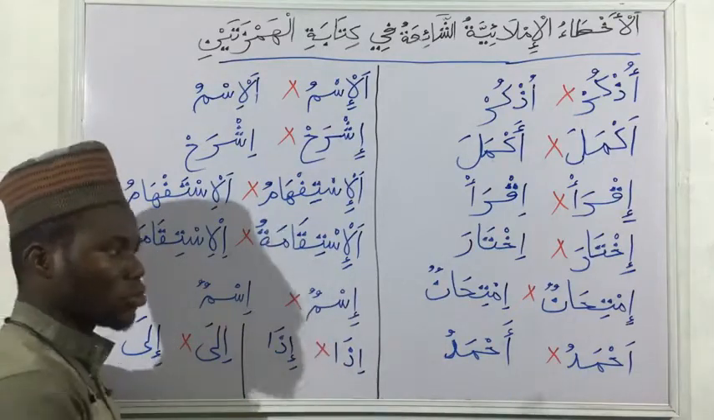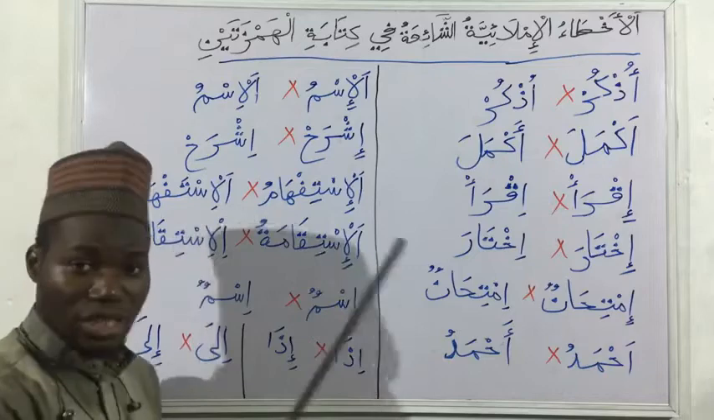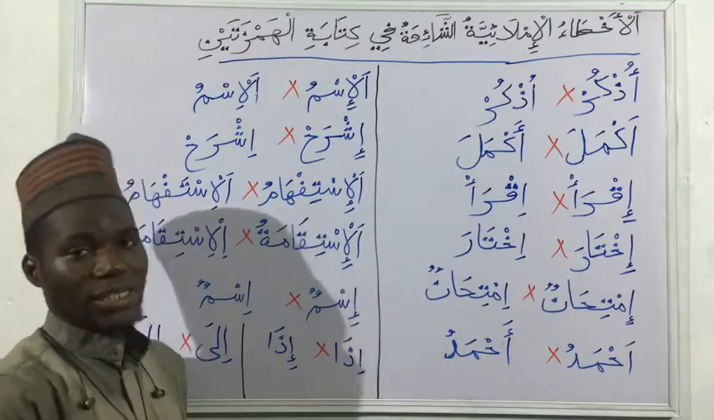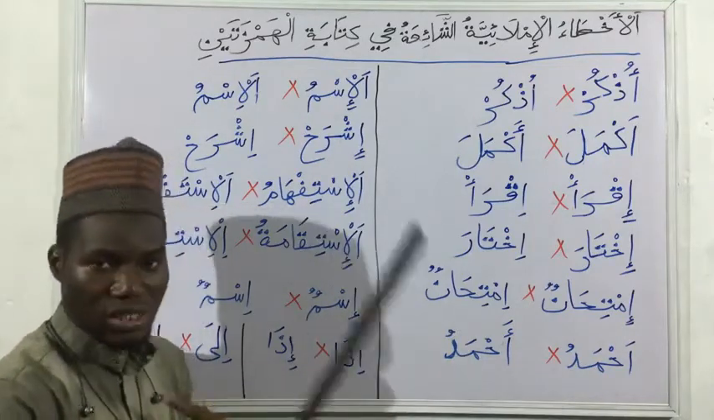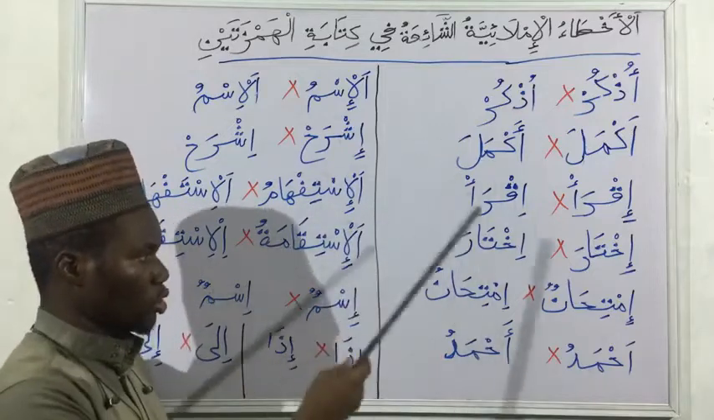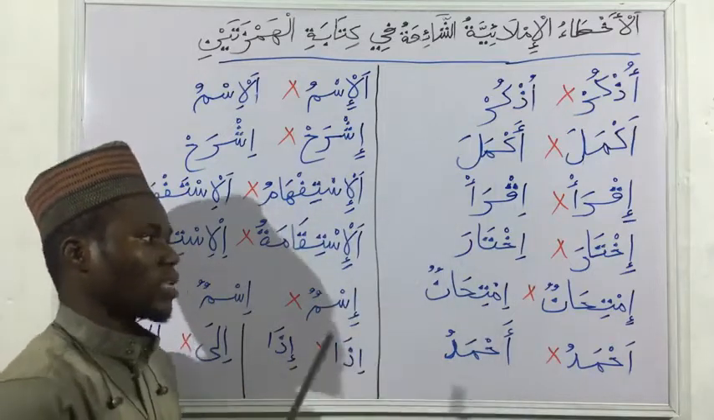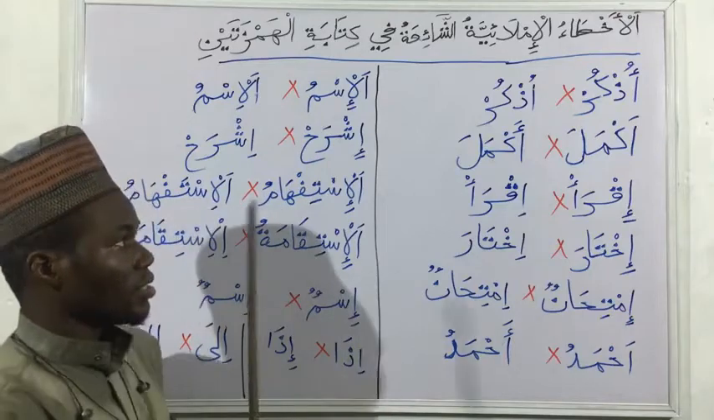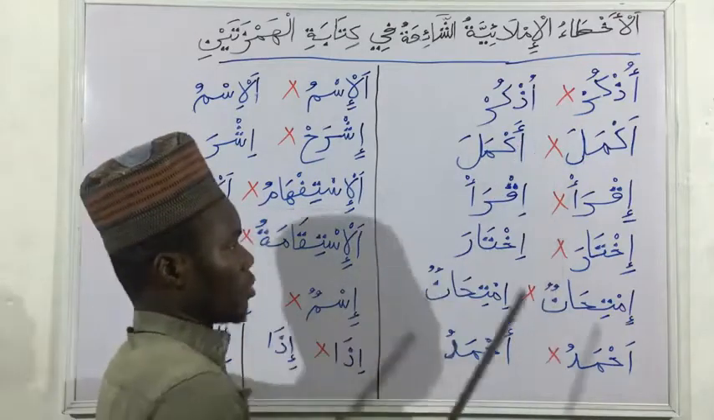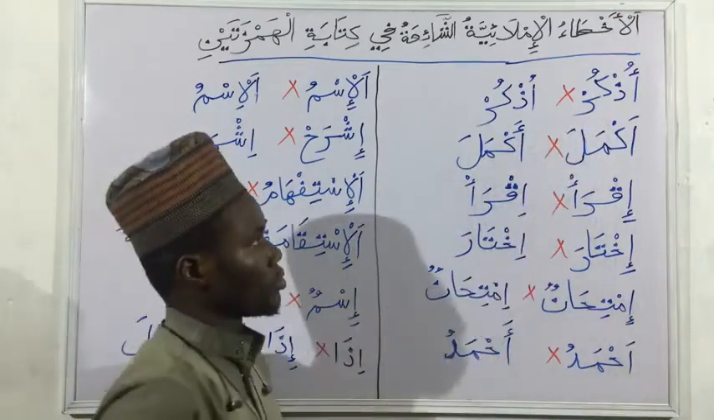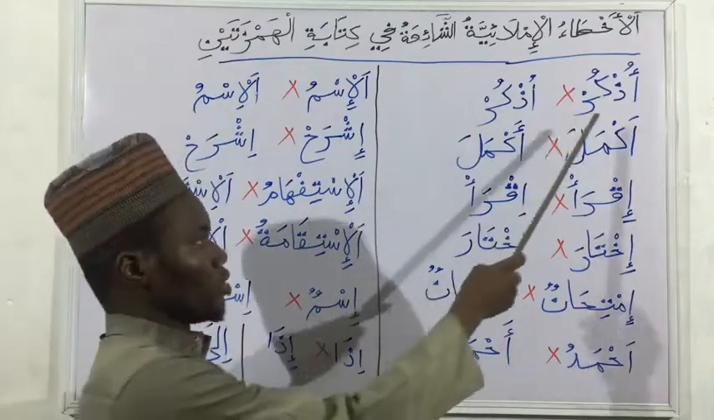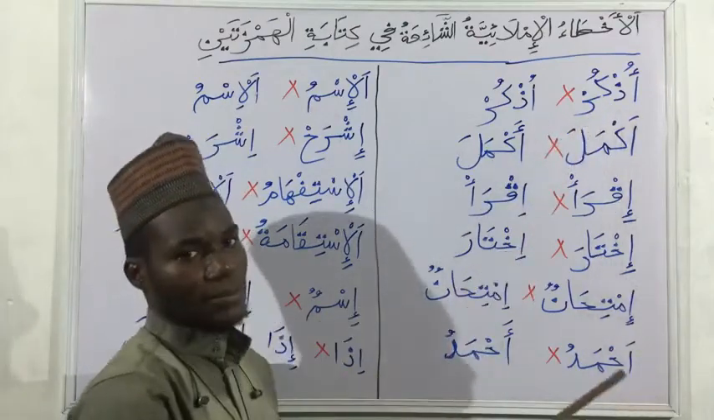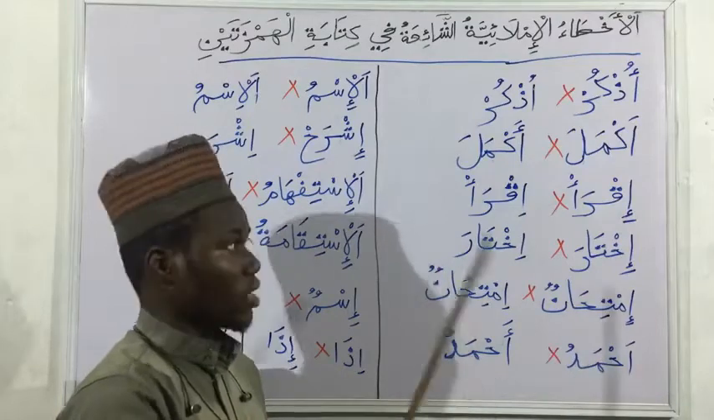About two classes ago, we did hamzat al-wasl. We expounded it, so this is how it's meant to be. This is needed because people do make mistakes while writing. Now let's start. We have uzkur, meaning mention. This is meant to be amr thulathi.